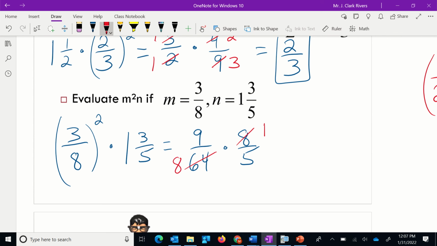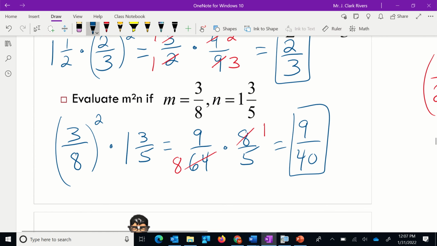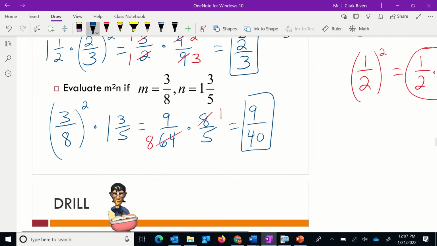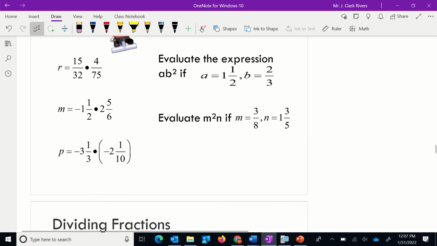Okay, there's no more common factors, so we just multiply straight across. 9 times 1 is 9. 8 times 5 is 40. Always check to make sure this can't be simplified further. Sometimes you miss simplifying on the front end, and you got to simplify on the back end as well, and that's okay. But 9 is divisible by 3. 40 is not. We're done. 9/40. Okay? So if you want to try these on your own, you can.